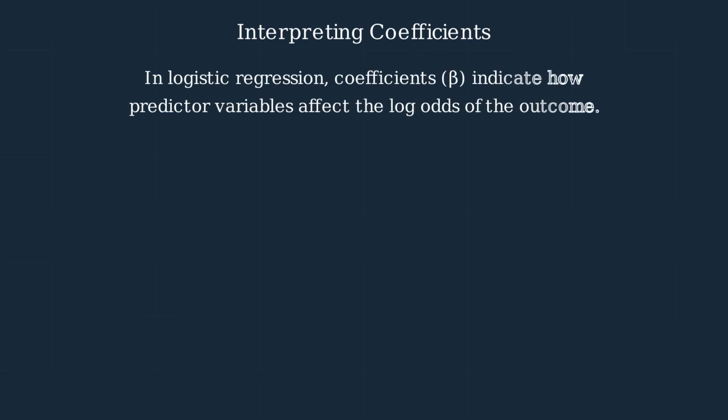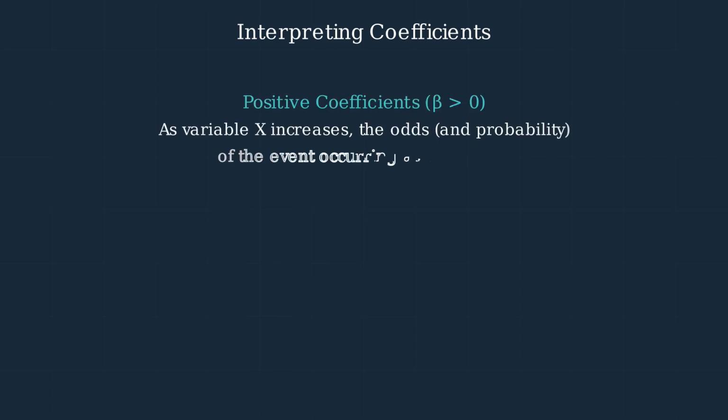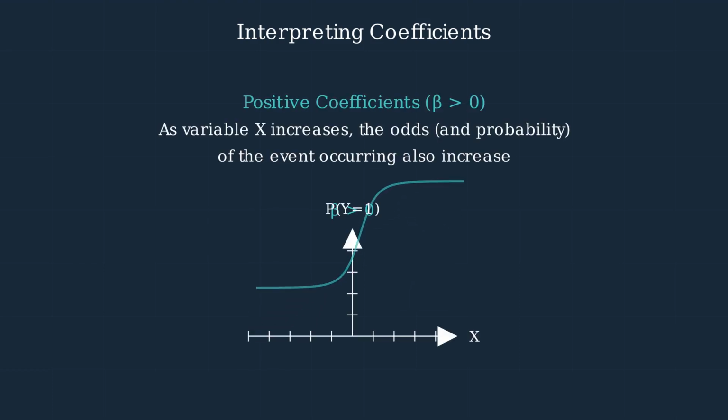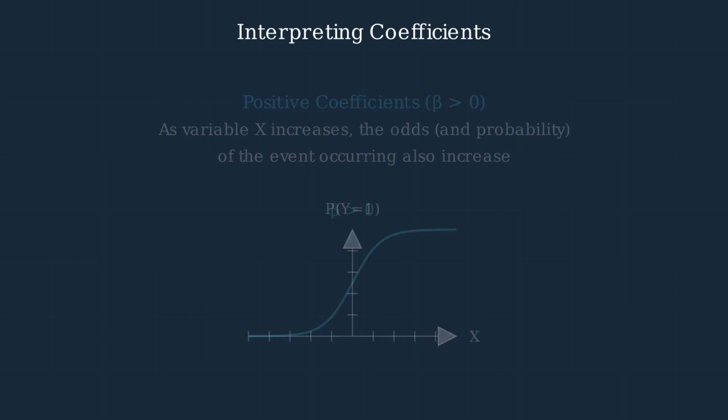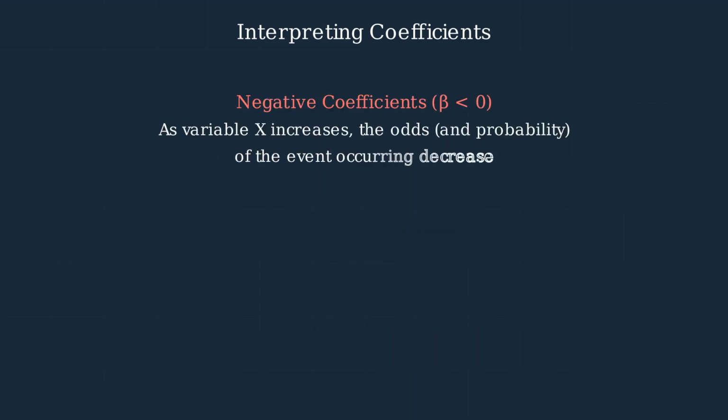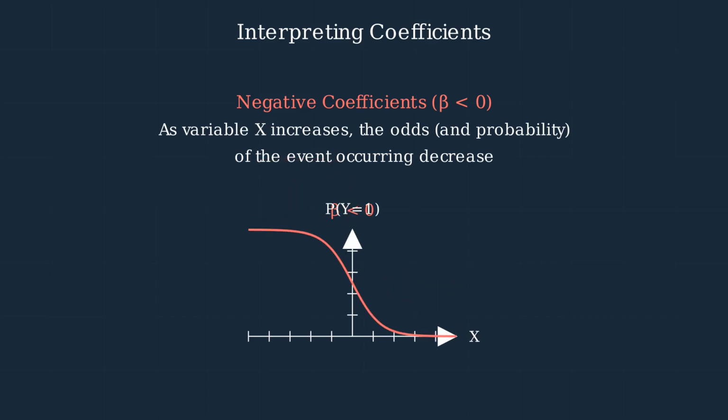Understanding how to interpret coefficients is essential in logistic regression analysis. In the logistic model, coefficients tell us how changes in predictor variables affect the log odds of the outcome. A positive coefficient indicates that as the variable increases, both the odds and the probability of the event occurring increase. Conversely, a negative coefficient means that as the variable increases, both the odds and the probability of the event decrease.